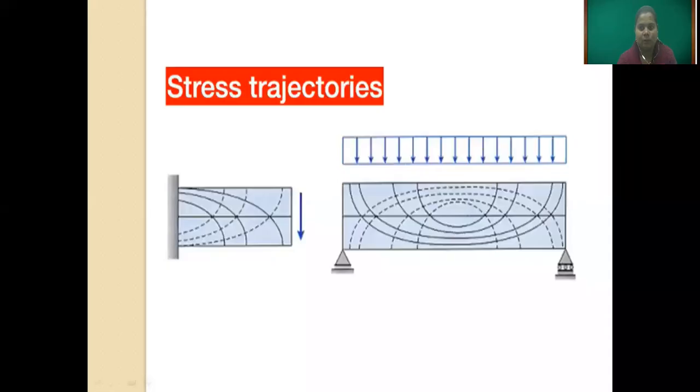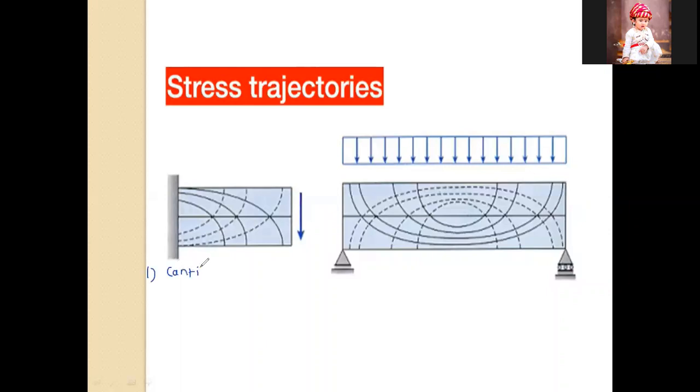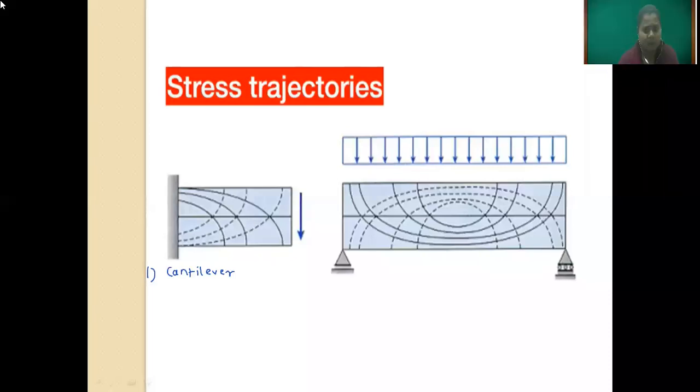The screen is visible to you? Yes, ma'am. Due to a network issue, the meeting is rejoined. So this is cantilever beam. But madam, your voice is not coming, it is too low. No, may I audible? Yes, ma'am.